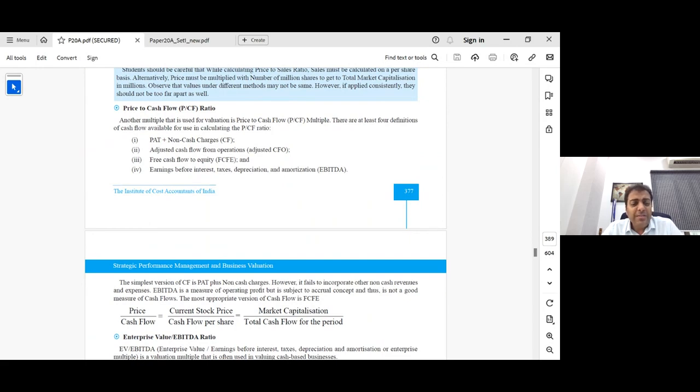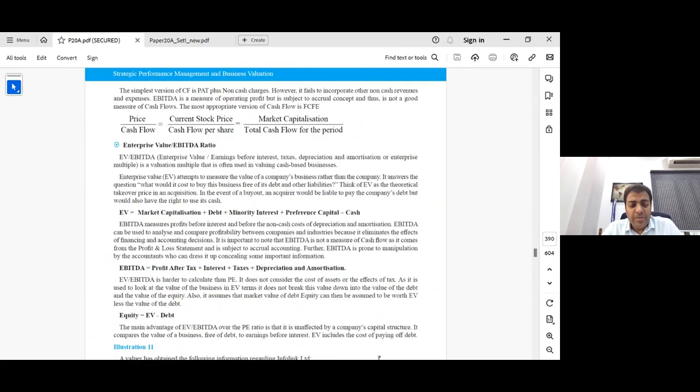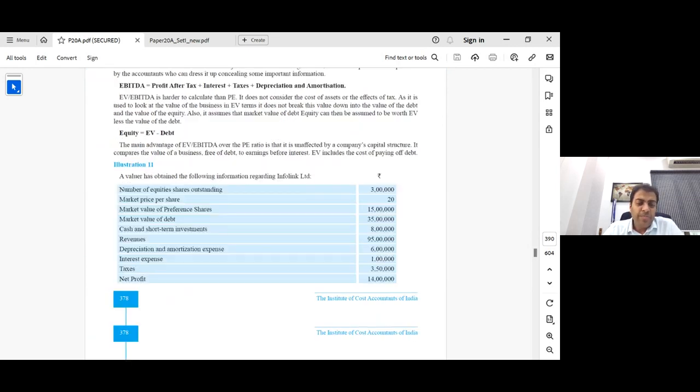Next, you have the price to cash flow and enterprise value to EBITDA multiples, right? Again, enterprise value to EBITDA is a very, very important ratio. A lot of analysts and valuers are applying this multiple now, right? On one hand, it can be fairly simple, but then you can get questions which can make it a little tricky for you. So I would request you to take good care of this. It's a small part, but you should have a good grip on the concepts of enterprise value, how to calculate it, the variations of it, and so on.